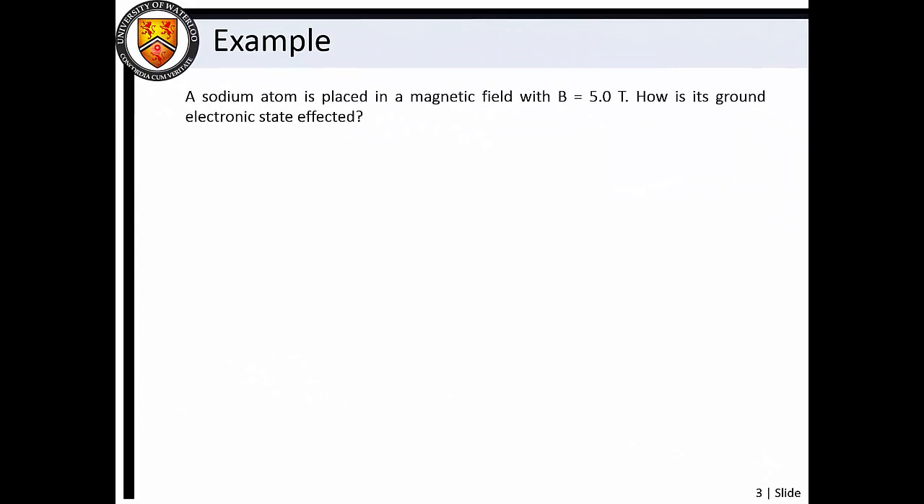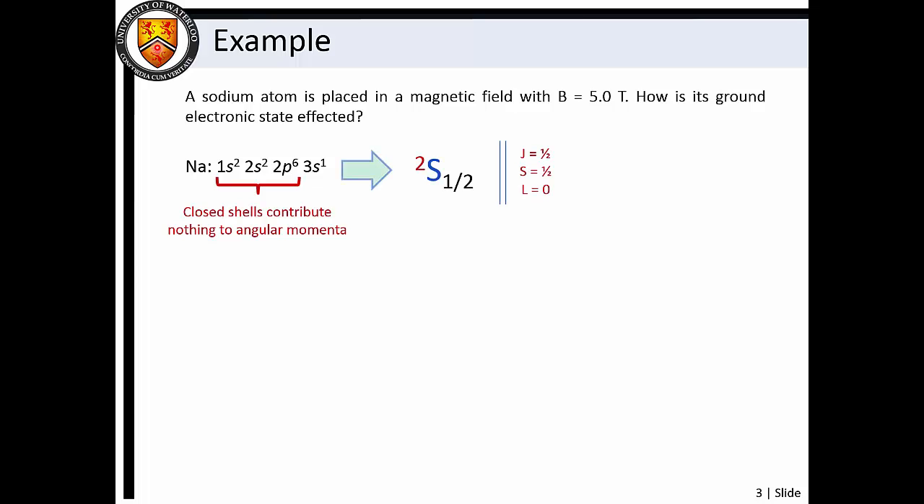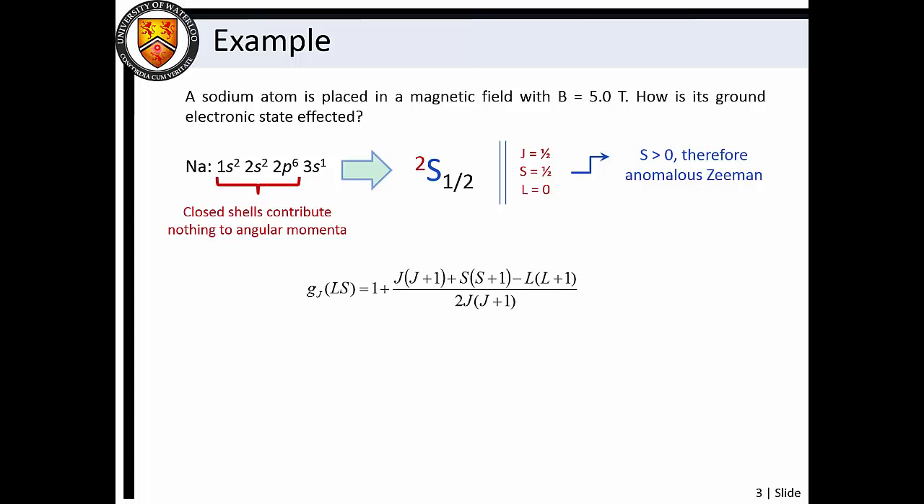Let's consider the ground electronic state of a sodium atom in the presence of a 5 Tesla magnetic field. Sodium has a valence 3s1 configuration. Recalling that closed shells contribute nothing to the angular momenta, we see that the ground electronic state is described by a doublet S term. This means that we are describing an anomalous Zeeman effect. We must therefore calculate the Landé g factor for the doublet S1/2 term.